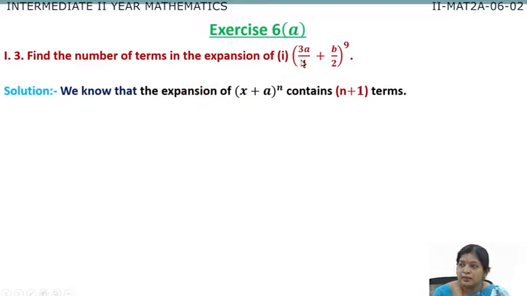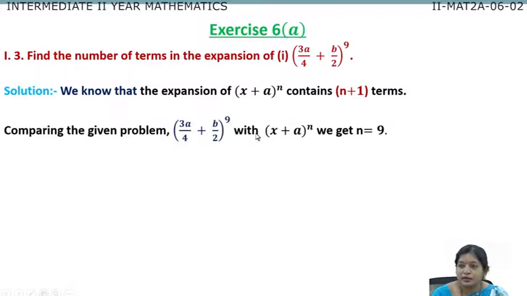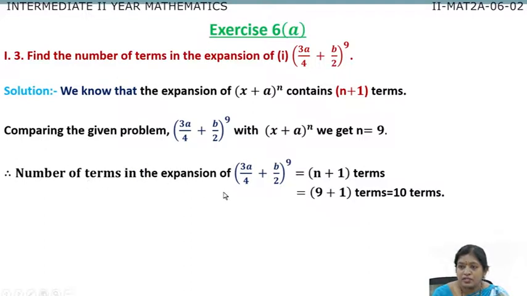So, comparing the given problem with (x + a)^n, here we can see that the n value is 9, of course. We know that the expansion of (x + a)^n contains n + 1 terms. So, comparing this, we can see that the n value is 9. So, the number of terms in the expansion is given by n + 1 terms, which is nothing but substituting the value of 9. So, we will get 9 + 1, which is equal to a total of 10 terms.